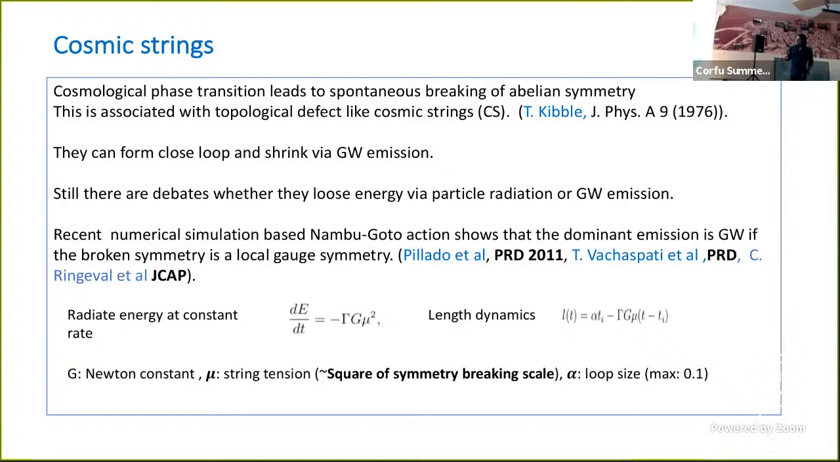Typically these cosmic strings radiate gravitational waves at a constant rate, and this is the loop length dynamics. You produce an initial loop of size alpha times t_i, where t_i is the cosmic time or the horizon size, and the loop shrinks via gravitational wave emission. Recent numerical simulations find that alpha should be very large in order to produce a significant amount of gravitational waves. But the main point is that the amplitude of the gravitational waves is proportional to the square of the symmetry breaking scale. I'm repeating it because I want to probe high scale theories.